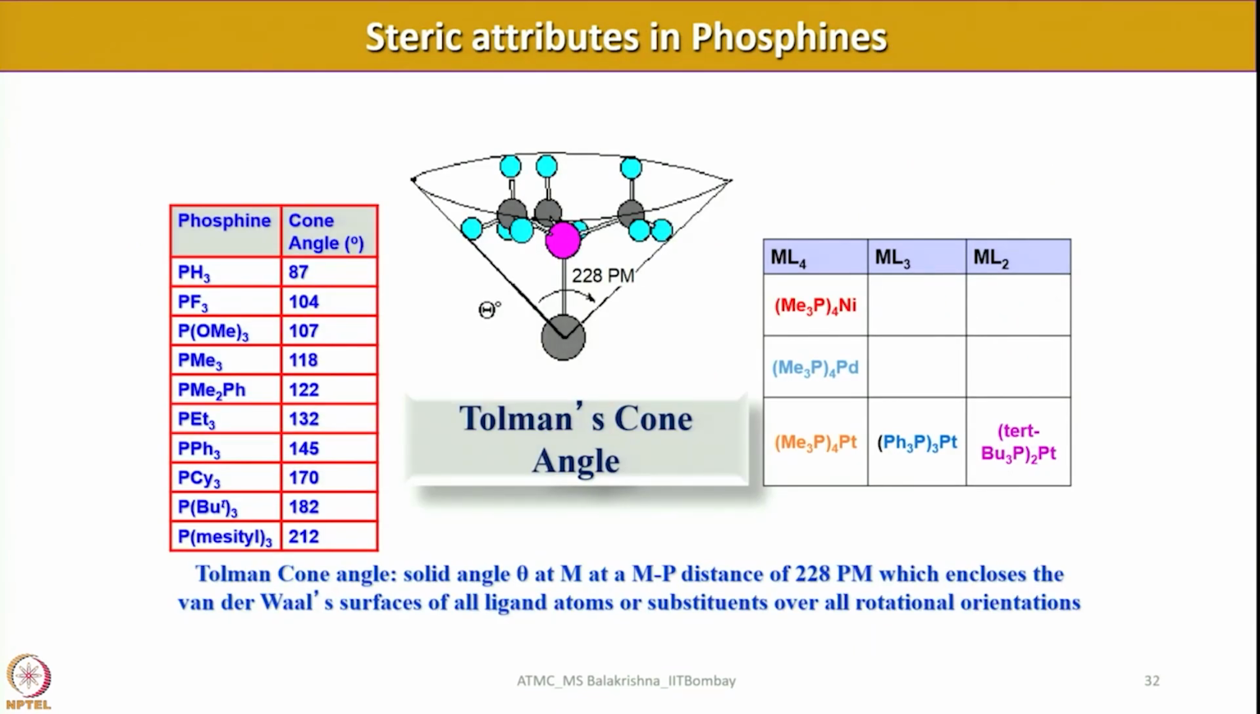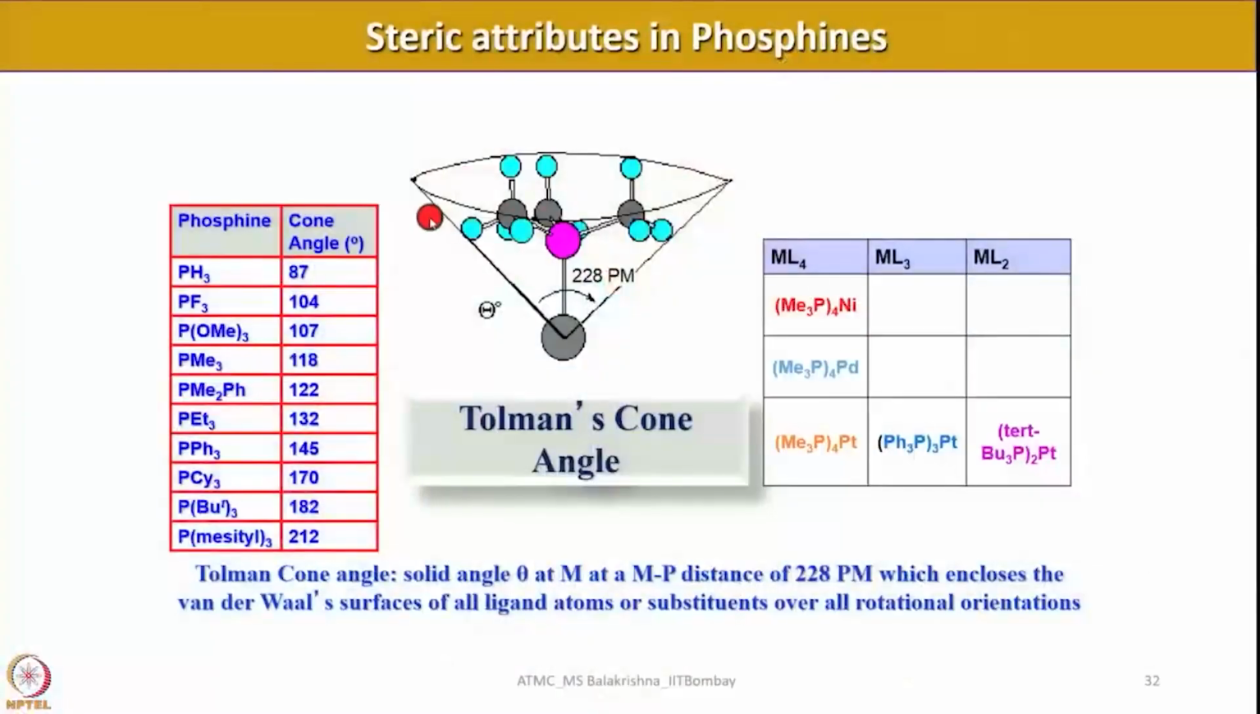Another important point is the electronic effect. Once again I repeat, electron withdrawing groups on phosphorus make it a poor sigma donor but a strong pi acceptor. On the other hand, electron donating groups on phosphorus make it a very good sigma donor but a poor pi acceptor. By knowing these two extreme cases, we can choose desired groups to have moderate sigma donor and pi acceptor abilities. Then how about steric attributes?